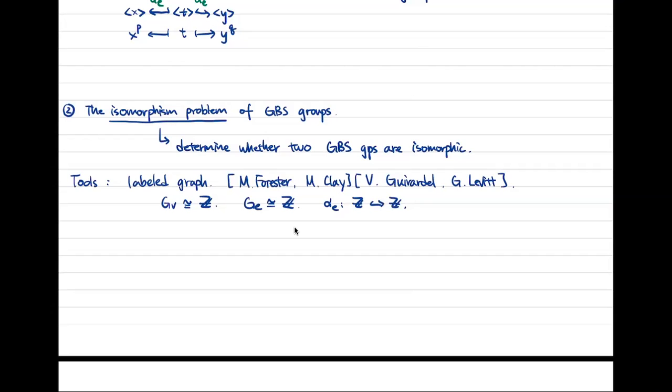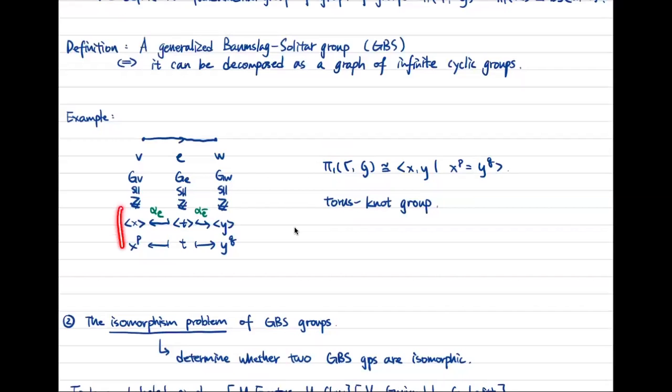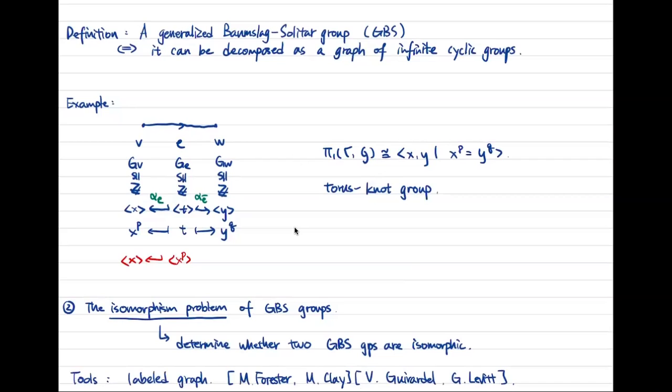So if you choose the right generator here, this injection map is actually just a multiplication of an integer. So let's say for this example here, for this map, we can identify this infinite cyclic group as x to the power p, and it actually maps into the infinite cyclic group generated by x. So as you can see, this injection map is really, we multiply the exponent by p.